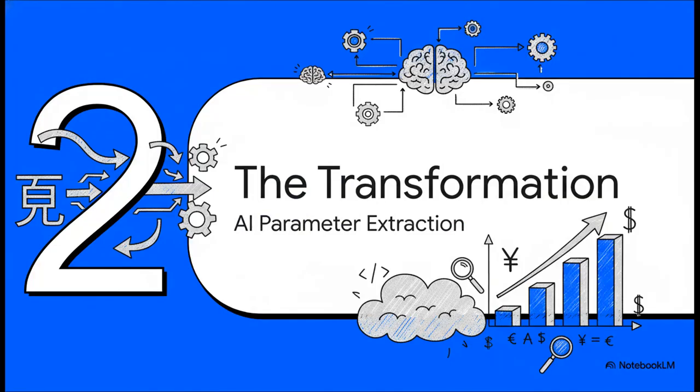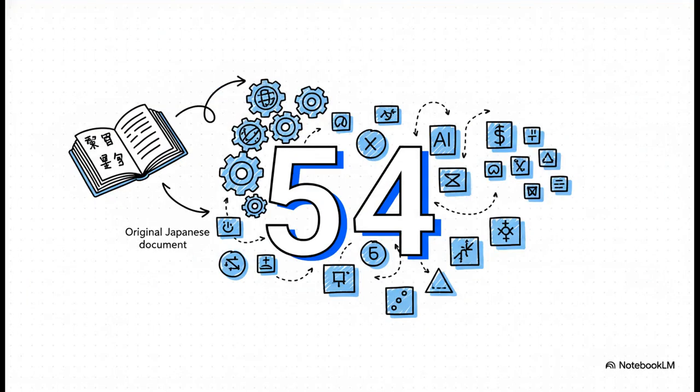All right, now for the really cool part, the transformation. This is where the AI gets to work. It's going to read all that Japanese text and turn that messy, unstructured language into a neat, structured set of parameters that we can actually use for financial modeling. And what does it find? In total, the AI identifies 54 key parameters that are needed to actually model this project. Yeah, 54 critical data points, all pulled from or inferred from that original Japanese document.